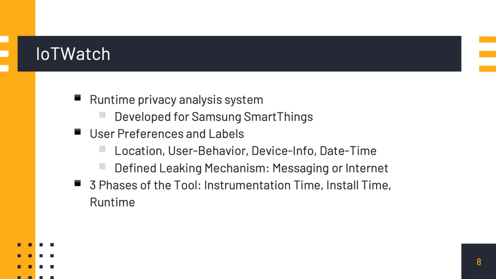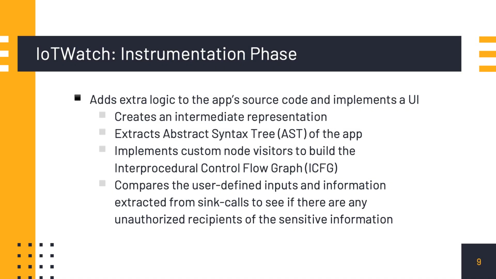So their proposal was something called IoT Watch. It's a runtime privacy analysis system, and it was developed for Samsung SmartThings since it's a large platform for devices and IoT applications. It contains user preferences and labels. We'll get into that later. And the 3 phases of the tool are instrumentation time, install time, and runtime.